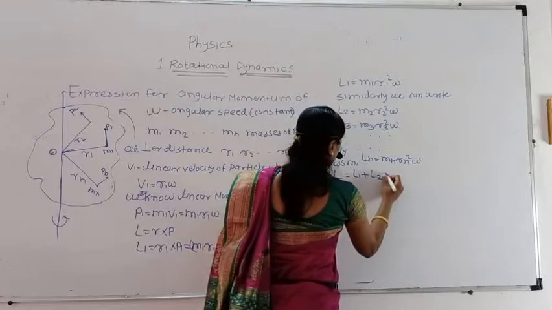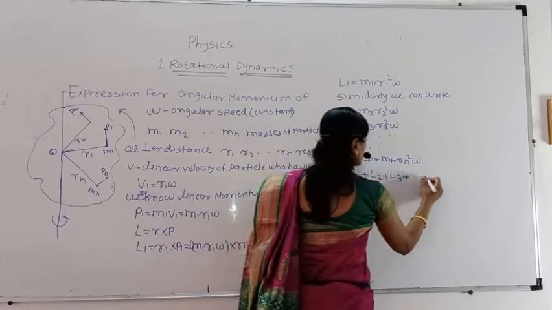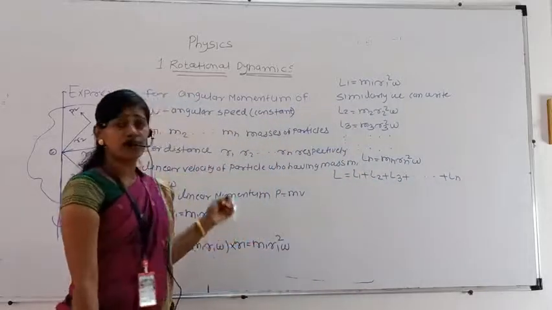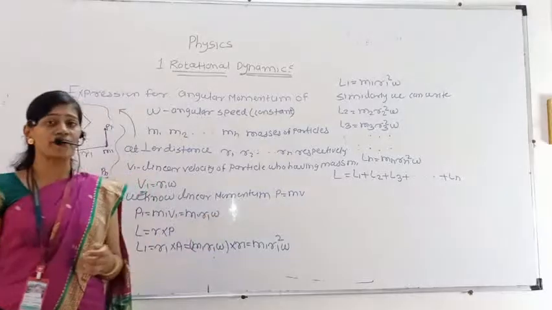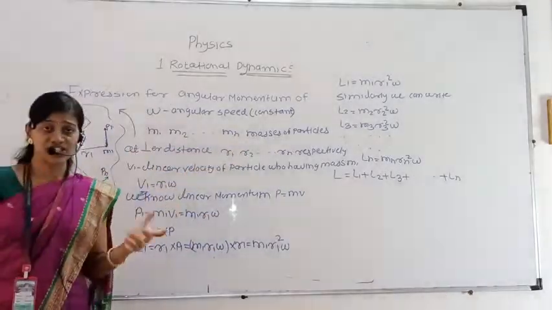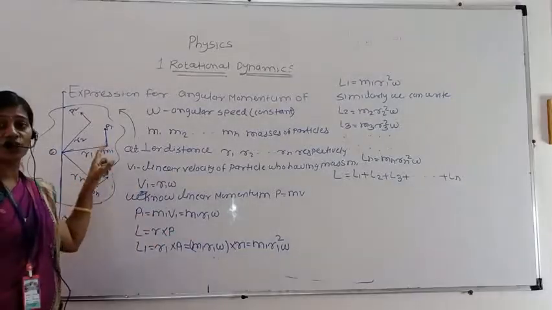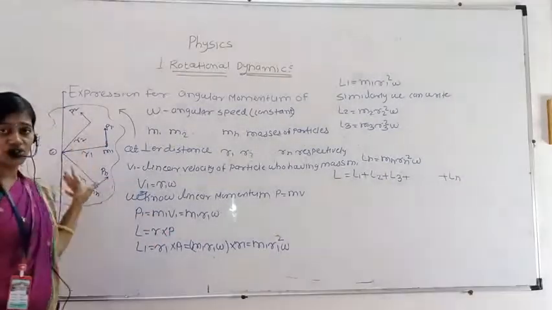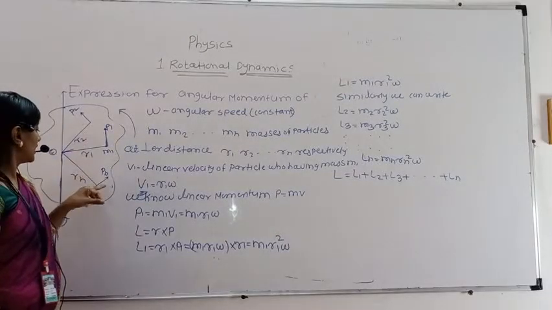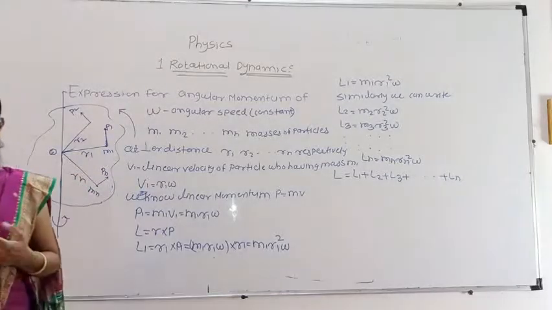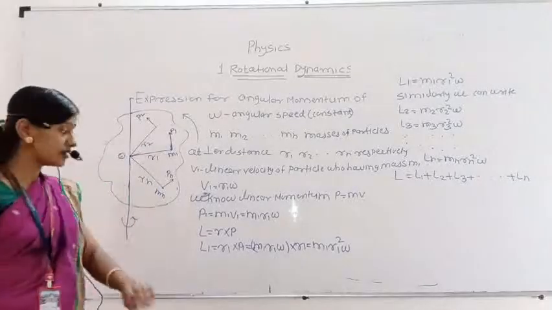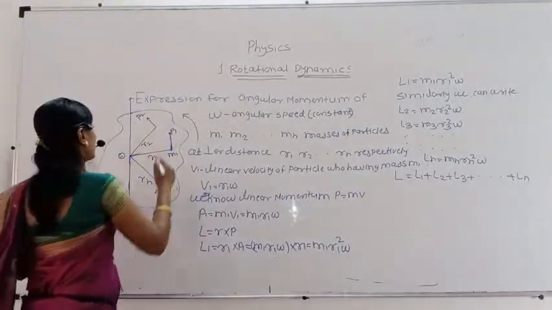L is equal to L1 plus L2 plus L3 up to Ln. Why? Because here we said the rigid rotating body consists of n particles having the masses m1, m2, mn. These masses are situated at distances r1, r2, r3 up to rn, as shown in the diagram. Here we have shown p1, p2, then pn. These are the linear momenta of the particles having the masses m1, m2, mn respectively.